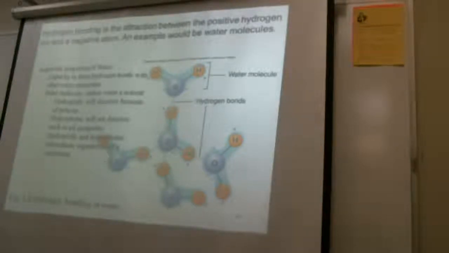So the important properties of water, I would like you to know these: capacity to form hydrogen bonds with other water molecules, and that's indicated by the dashes. It is polar, so it makes it a solvent. So things that are hydrophilic will dissolve, things that are hydrophobic will not dissolve. I've given you that oil as an example of something that is hydrophobic.